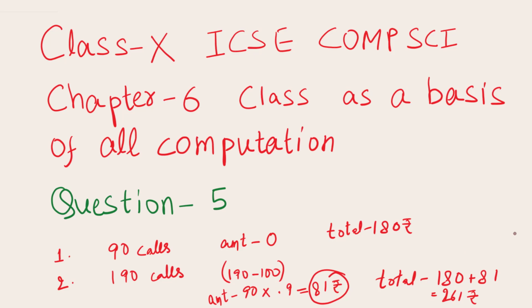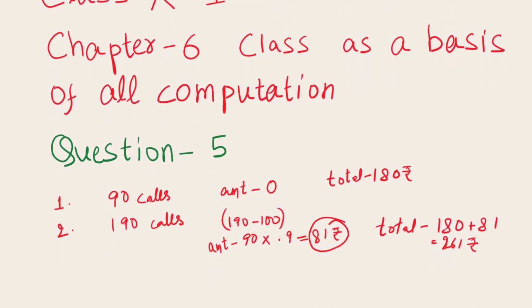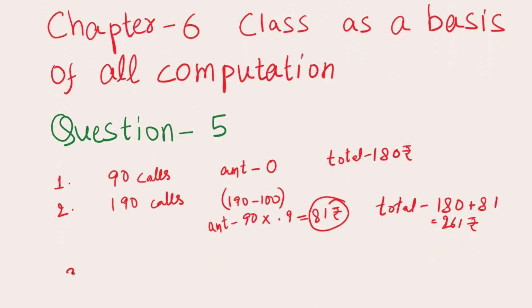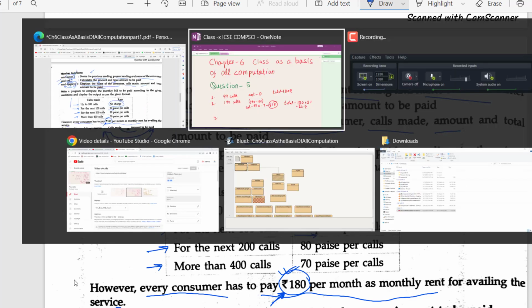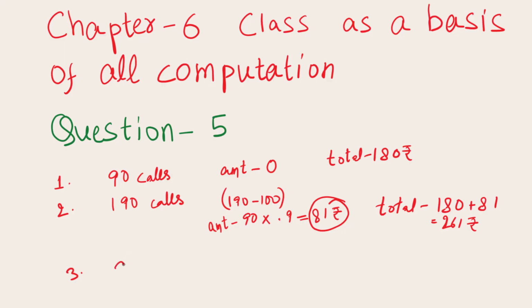Okay, let's take a third case. What is the third case? Let's go back to the chart that we have for the next 200 calls. So 200 plus 200 is 400, less than 400. Take any number. Say you have taken 360 calls. Say somebody made 360 calls.